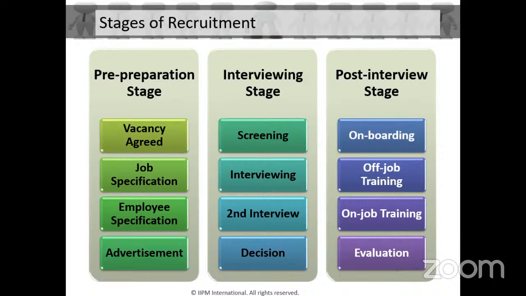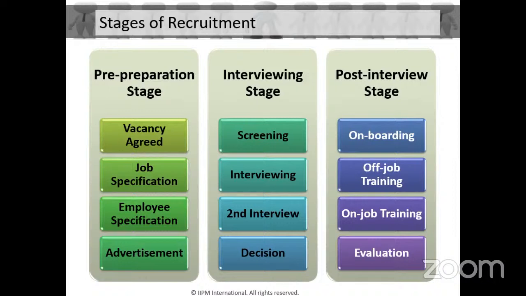The second one is the interviewing stage. In the interviewing stage, what are we going to do? We're going to be screening the potential employees. We're going to be interviewing them. We're going to give them a second interview after the first interview, and then we're going to be making a decision. So these are the processes involved in the second stage called the interviewing stage.